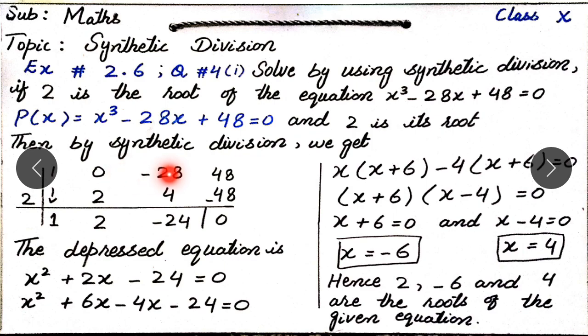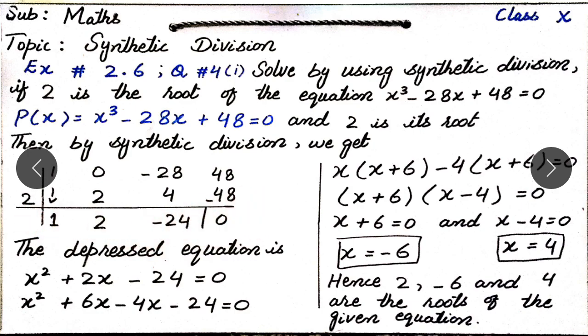Okay, let's use synthetic division here. 1 is the coefficient of x cube, and x square is missing, therefore 0 is written, then minus 28, and 48 is the constant term. And 2 is the root, meaning 2 is the factor, 2 is the divisor. So here 2 is written. 1 can be brought down as it is. 2 1s are 2. So 2 2s are 4. Minus 28 plus 4 will result in minus 24. Minus 24 into 2, minus 48.